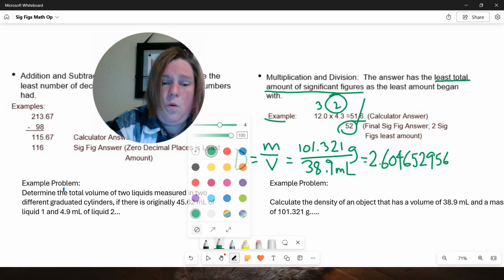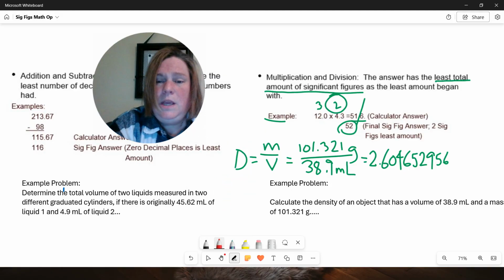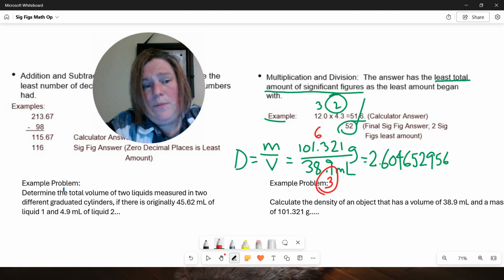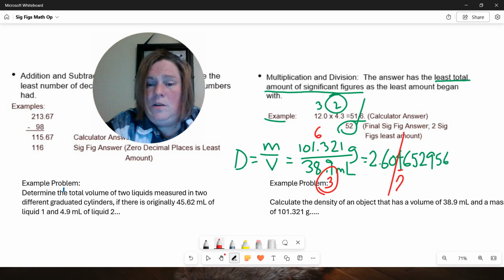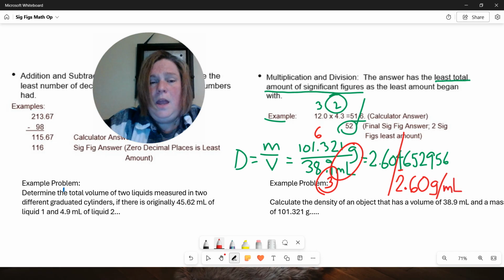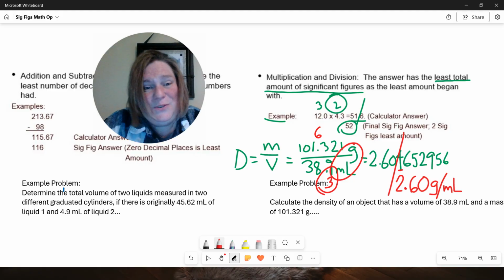If I go back to my rule, it says that I can only keep the least total. So this numerator has 6 significant digits. The denominator has 3 significant digits. Therefore, I can only keep 3 in my answer. So I'm going to drop after the 0. And 4 is less than 5, so I'm not going to do any rounding. My answer is going to be 2.60, and I don't want to forget my units here because they do not divide out, grams per milliliter. So that is what significant figures and using significant figures are all about.